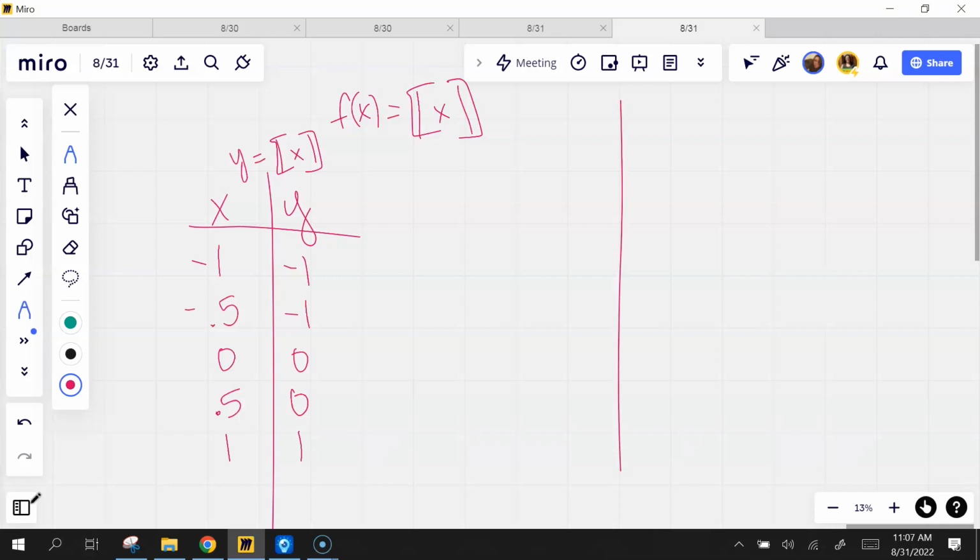Let me show you what it looks like graphically. At -1, it's -1. It includes -1, right? So -1, -1. -0.5 is still -1. And in fact, all of these values until I hit 0 are always going to be -1. Do you agree? So this is a horizontal line, but once it hits 0, it's not -1 anymore.